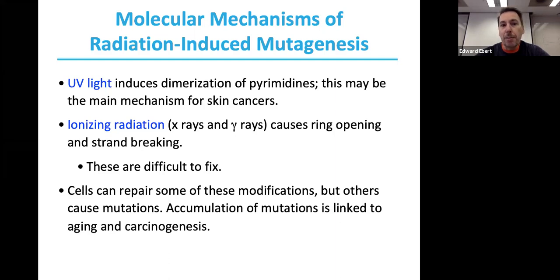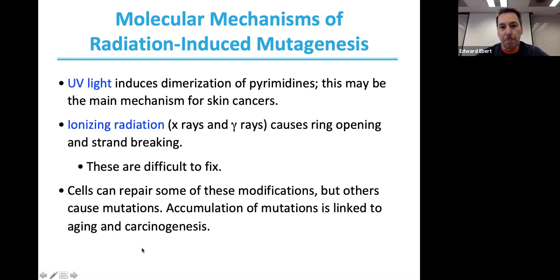If we look at ionizing radiation, or X-rays and gamma rays, they will cause ring opening and strand breaking, and that's really hard to fix, because if you completely cleave a strand of DNA, then you've got some problems trying to hook it back together. Ligating it back together is a specialized process.